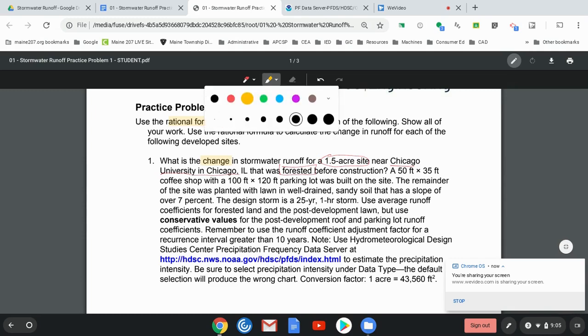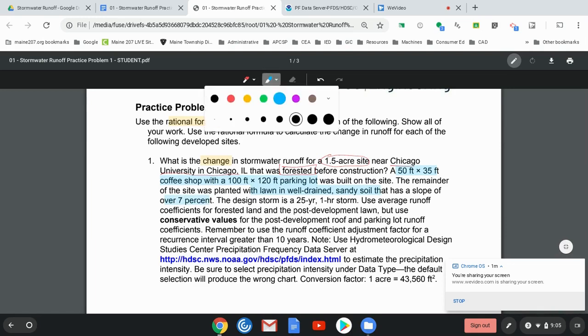Post construction, we're going to be having a 50 by 35 foot coffee shop with a 100 by 120 parking lot. The remainder of the site is going to be planted with a lawn, and it's going to be well drained, sandy soil, has a slope over 7%.